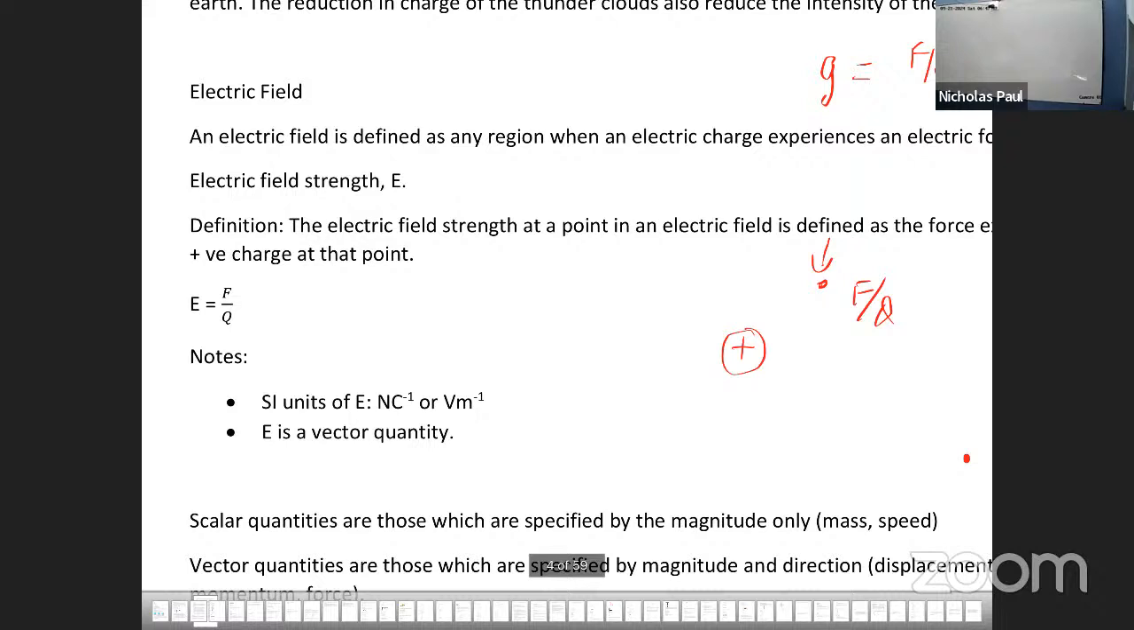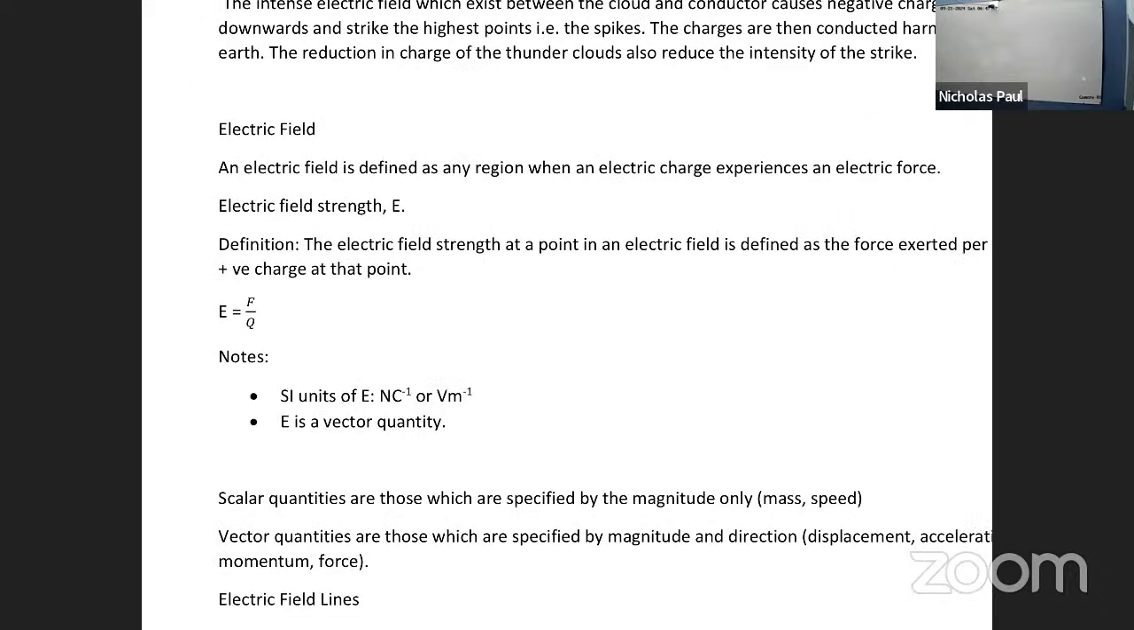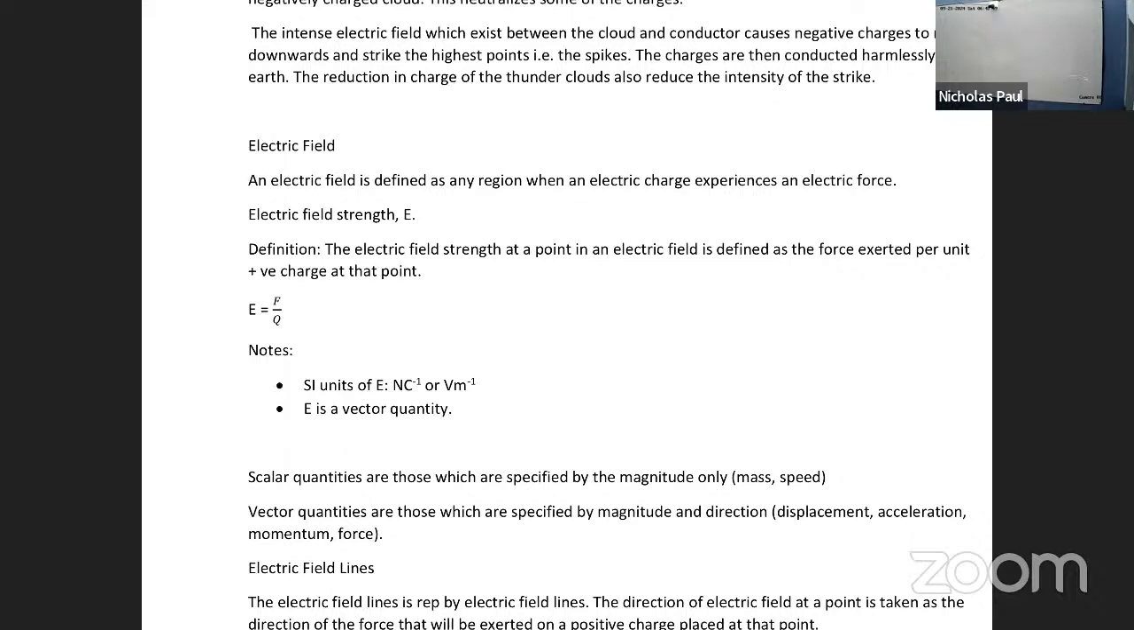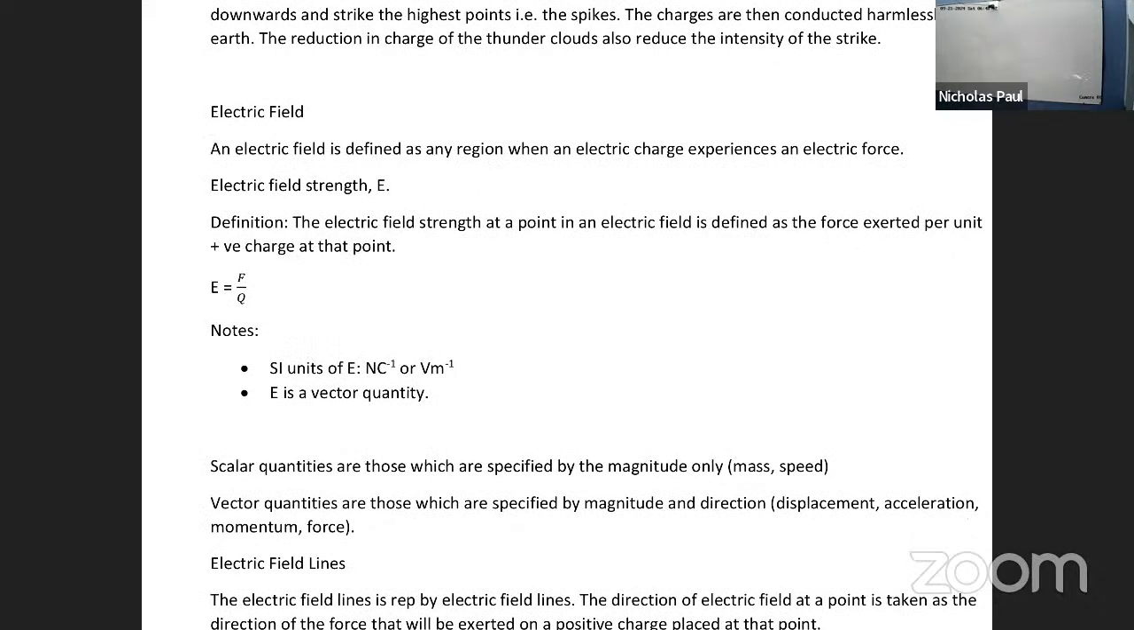So an electric field is defined as any region where an electric charge experiences an electric force. The electric field strength, the symbol is capital E, at a point in an electric field is defined as the force exerted per unit positive charge at that point.